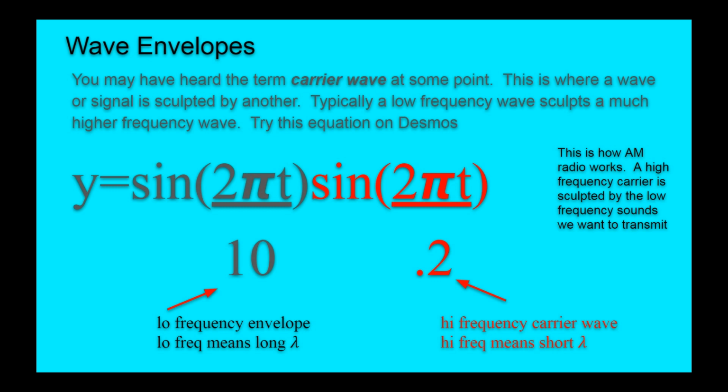You may have heard of the term carrier wave at some point. This is where a wave or signal is sculpted by another one. Typically, a low frequency wave sculpts a much higher frequency wave. When you tune into a radio station, you are tuning into the carrier wave. And this is basically how AM radio works.